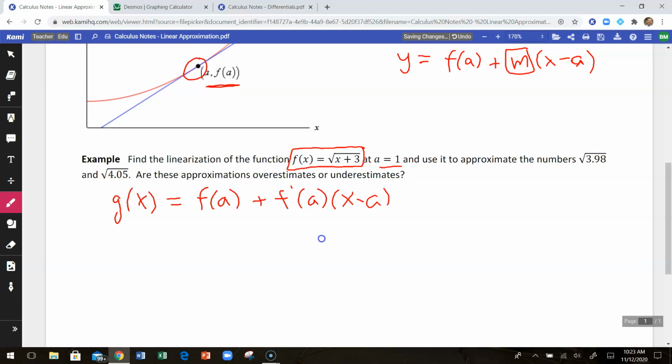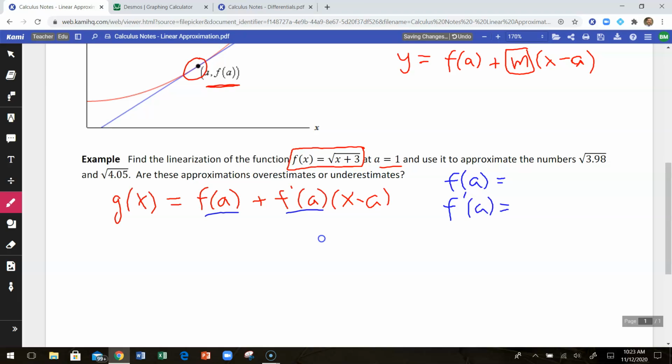Now again, a is 1, and my function f is the square root of x plus 3. So what do I need to figure out? I've got to find a couple of things here. I have to figure out what f of a is, and I have to figure out what f prime of a is, which means I need to figure out what f prime of x is, and then I can plug in a.